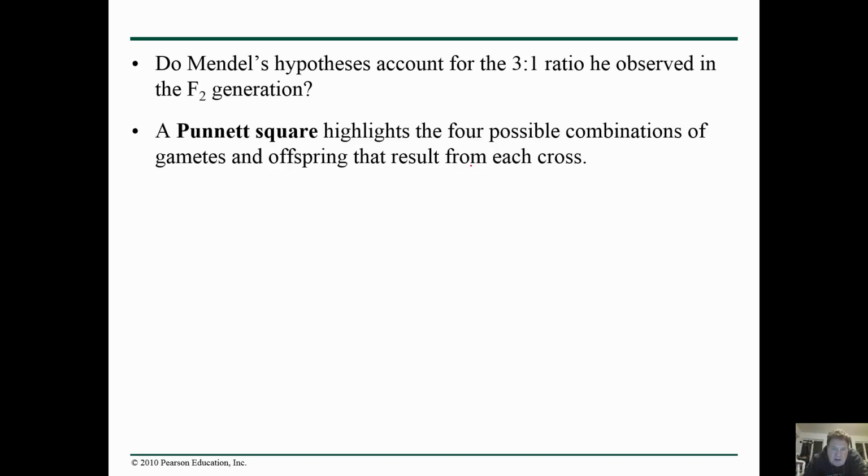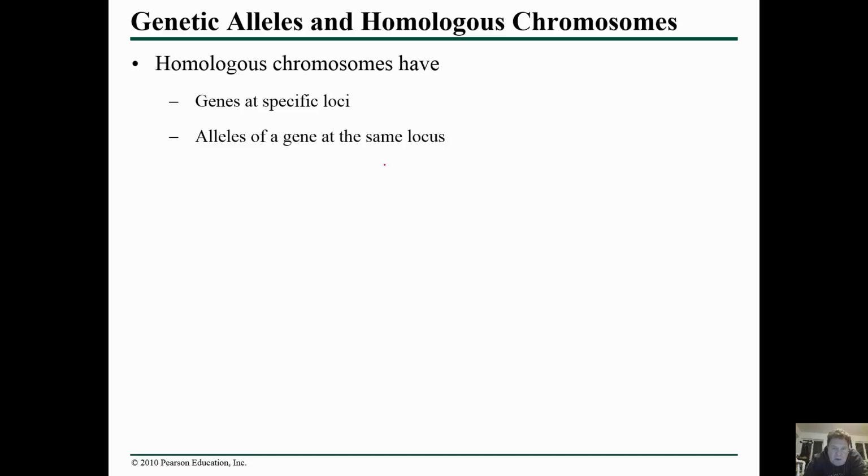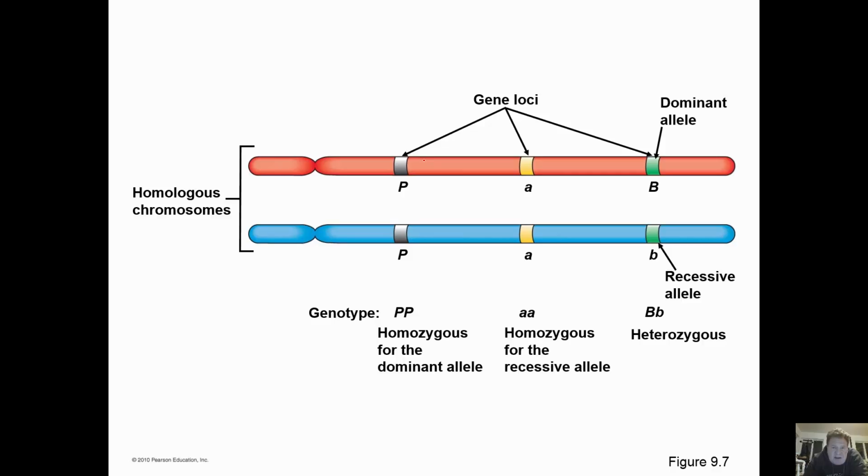Okay, and he used something that we call the Punnett square. An organism's phenotype is what its physical traits are. Its genetic traits are what we call its genotype. Homologous chromosomes have genes at specific loci, and alleles are the same at each locus. So the idea here is the homologous chromosomes, here's the maternal chromosome, here's the paternal chromosome, and these are genetic loci, which are physical locations along this chromosome.